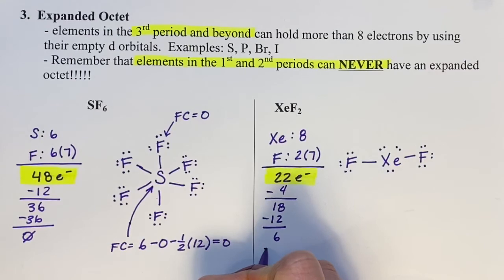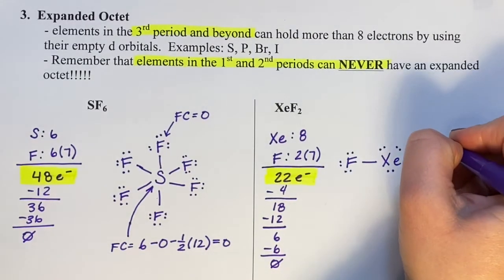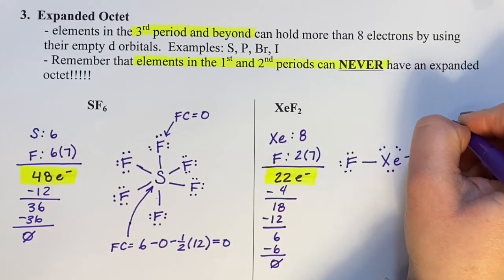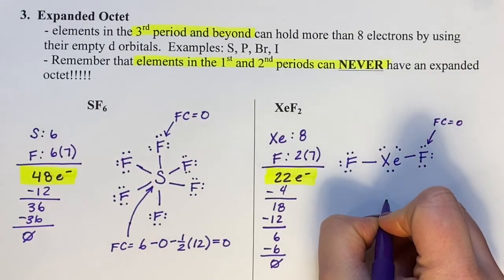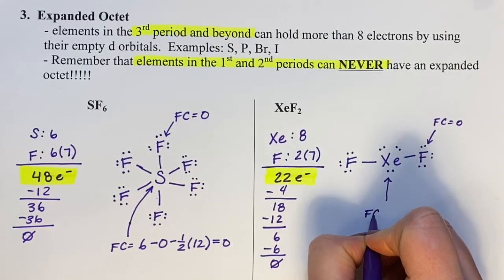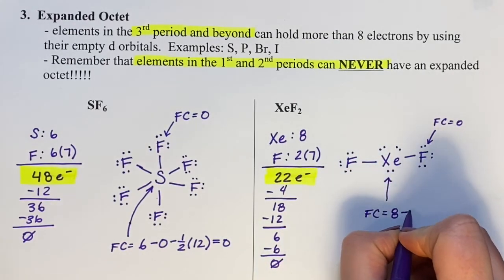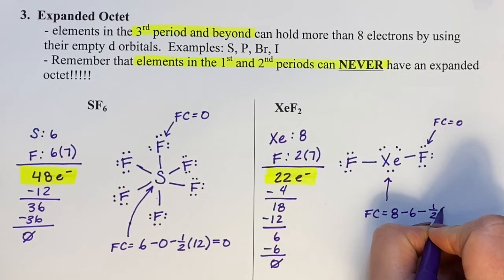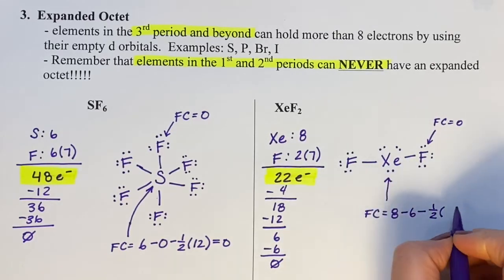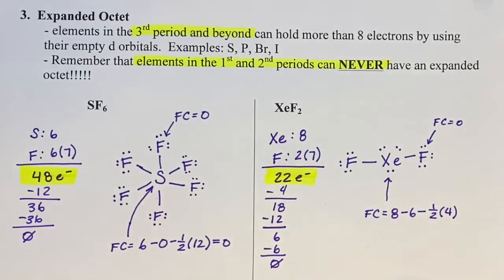That now uses all 22 of my electrons. I'm out of electrons. And when I look at this structure and I calculate formal charges, my fluorine has a formal charge of 0. When I calculate the formal charge on the xenon, it comes to the structure with 8 valence electrons. In the structure, it sees 6 electrons in lone pairs. In the structure, it sees 4 electrons in bonds, so that 8 minus 6 minus half of 4 gives me a formal charge on the xenon of 0.